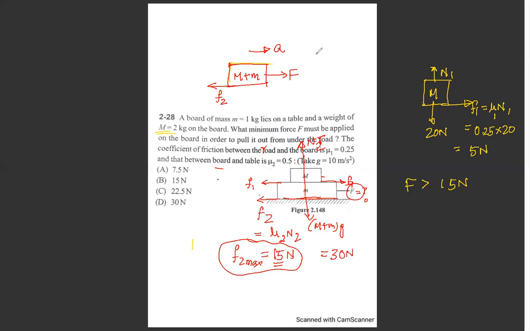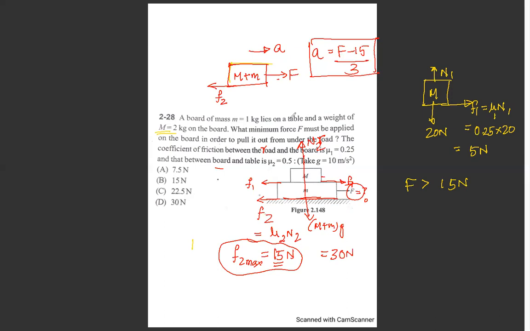So here we will get the common acceleration A equal to F minus 15 divided by 3. Net force divided by the total mass, because the total mass is coming out to be 2 plus 1 equal to 3. But this is not the question. The question is that we are required to find out the minimum value of F. So how to find out the minimum value of F?